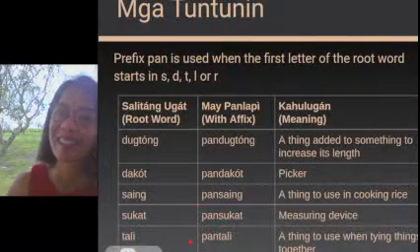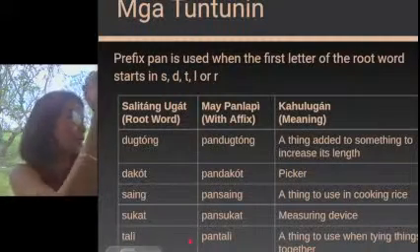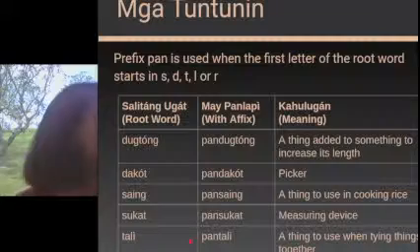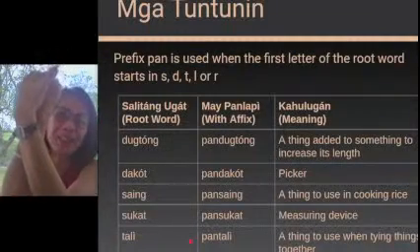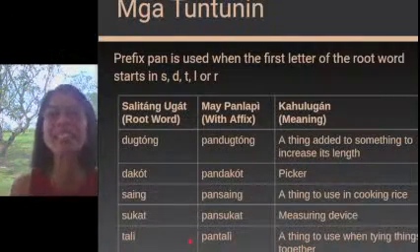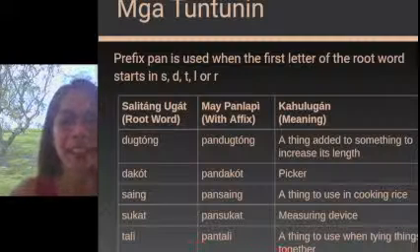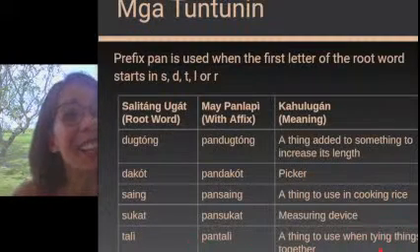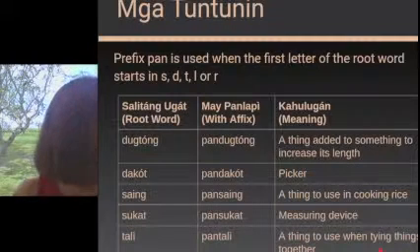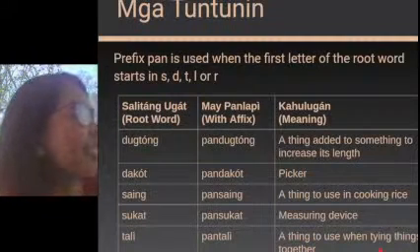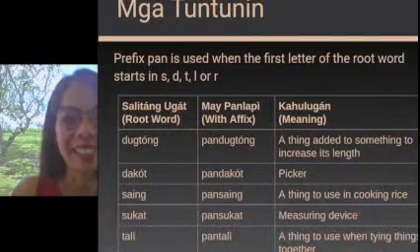Tali. Tali, if you want to tie. Pantali. So if you want to tie somebody's hand or anything, tie them together. A thing to use when tying things together. Yes, it can be a ribbon, a twine, a necktie. Okay, pantali. Let's move on.